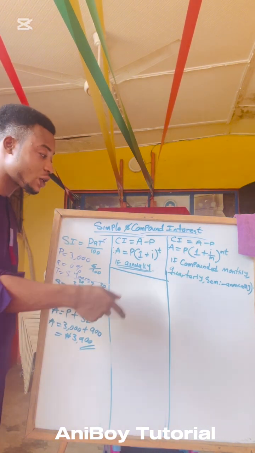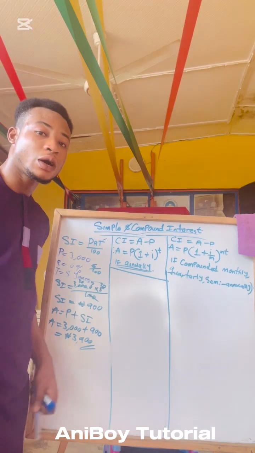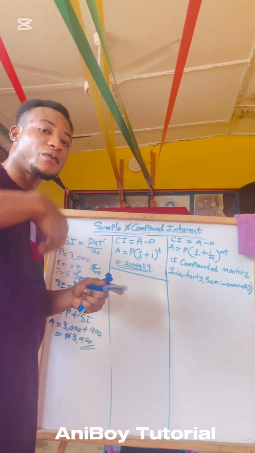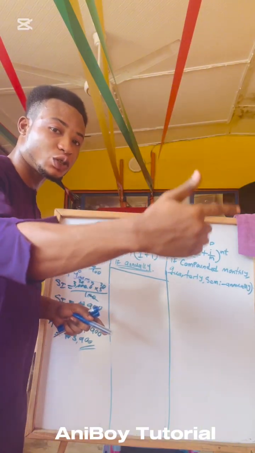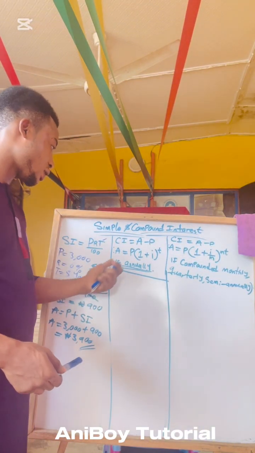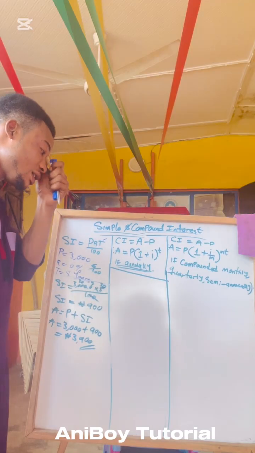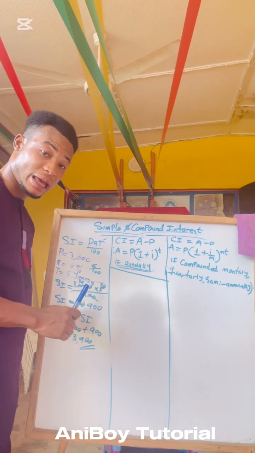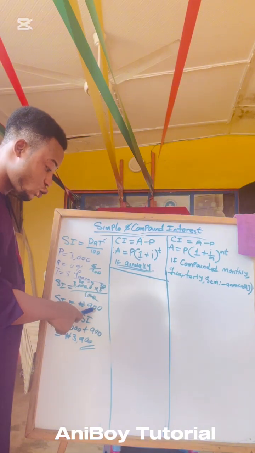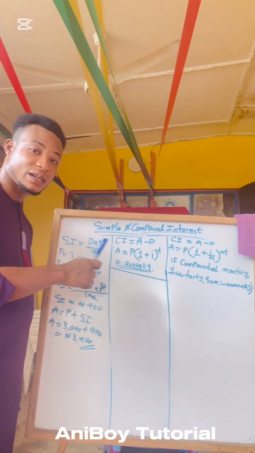But for compound interest, the reason it is called compound interest is because we are taking the principal and the interest together for the following year or duration of investment. Now, if we are using compound interest for this, for the first year, the amount we invested is 3,000 naira, and we are going to earn 900 naira on 3,000 for the first year.